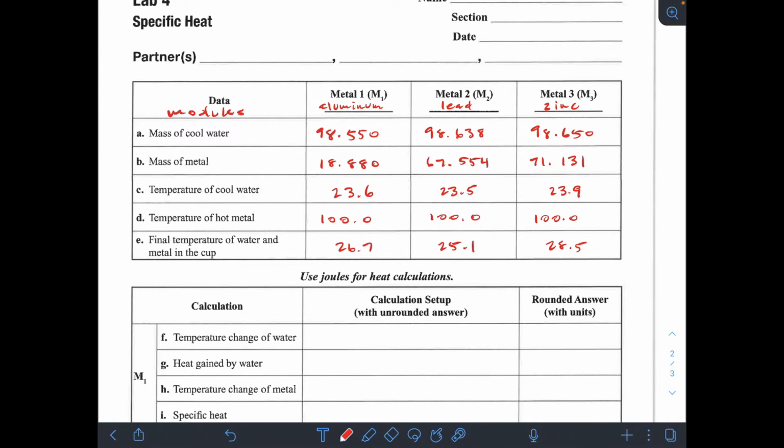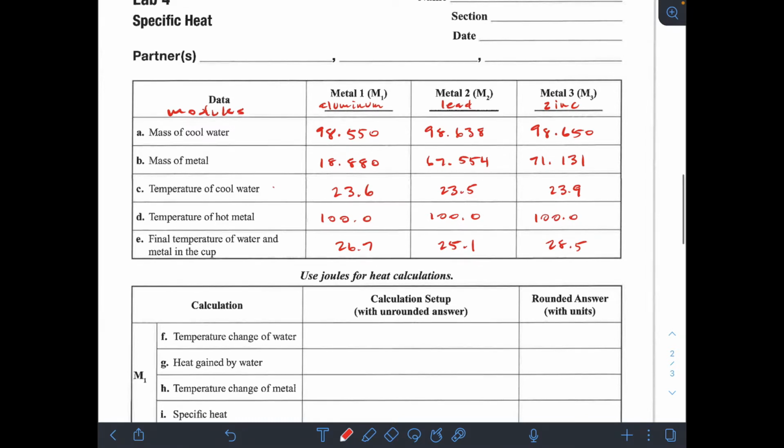If you were in lab in person, you would test a piece of aluminum, a piece of lead, and a piece of zinc. Column A has the mass of the cool water, B is the mass of the metal itself, C is the temperature of the cool water, so that's your T initial for the water. Next is the temperature of the hot metal, that's your T initial for the metal. And then your final temperature for the water and the metal in the cup, that's your T final for both.